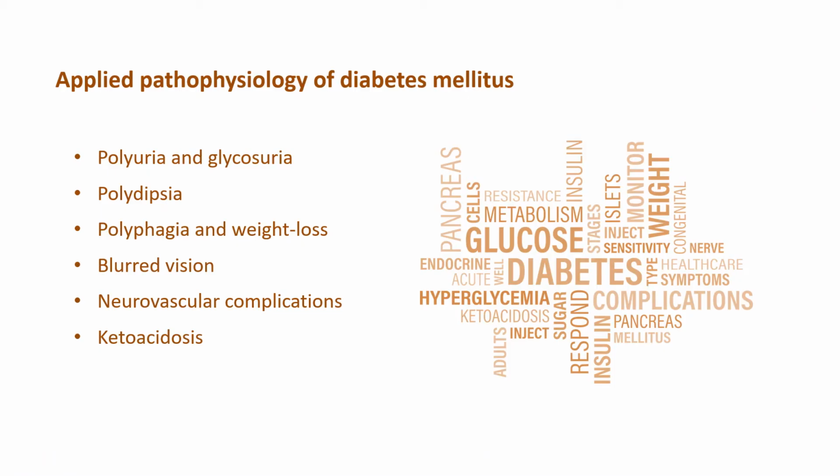Well, that brings us on to applied pathophysiology. So here we start talking about the common signs and symptoms and also the complications. So we'll talk about polyuria, glycosuria, polydipsia, polyphagia, and weight loss, what I often refer to as the three polys. Also blurred vision, neurovascular complications, and we'll talk briefly about ketoacidosis.